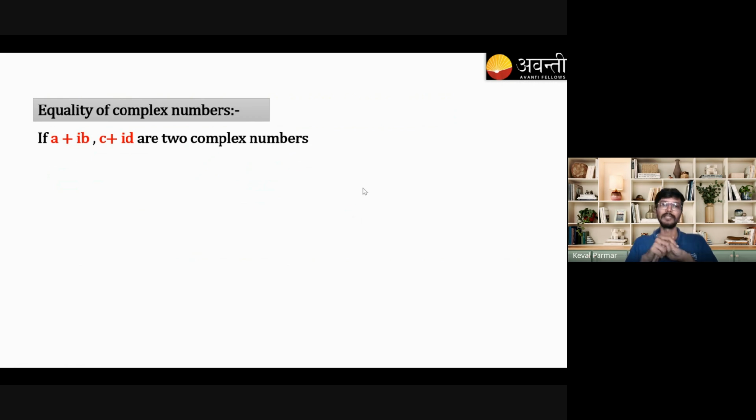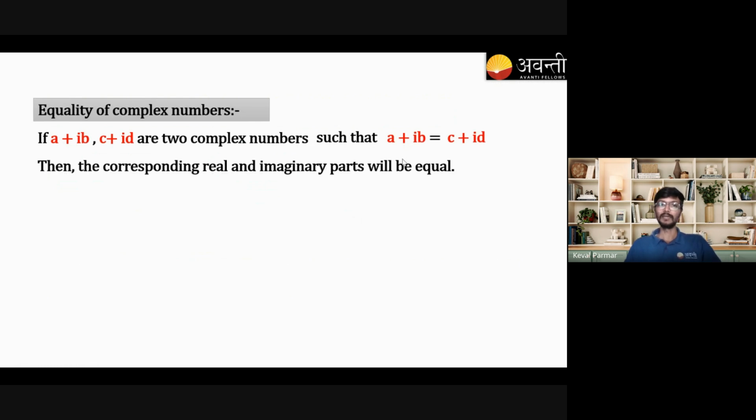So there are two complex numbers, a plus ib and c plus id. If we say that a plus ib is equal to c plus id, that means the real part is equal and the imaginary part is equal. What is the real part of a plus ib? It is a. And what is the imaginary part of c plus id? It is d. So a will be equal to c and b will be equal to d. The imaginary part will be equal to the imaginary part.